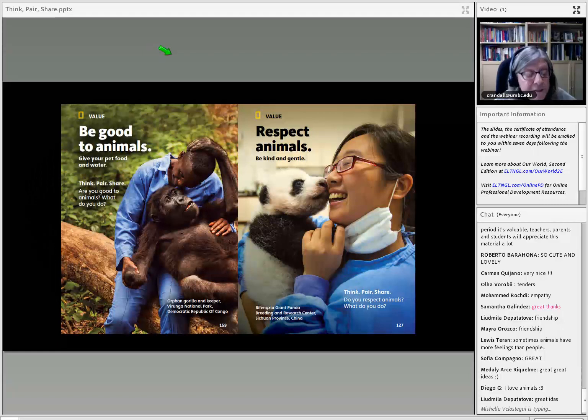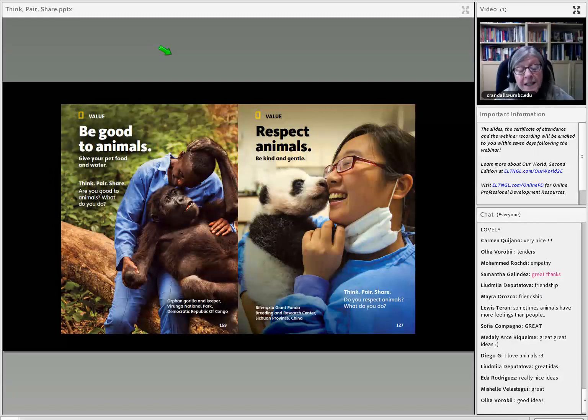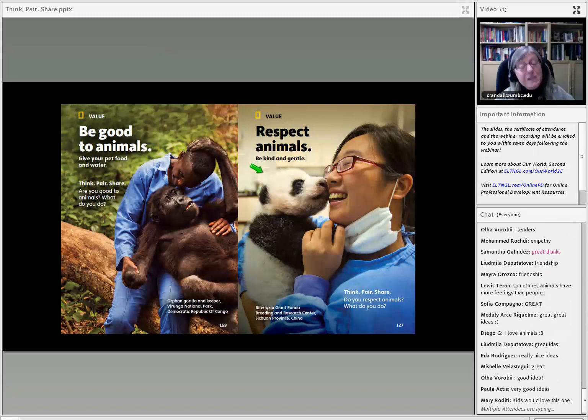And this is a quite different one. This one, by the way, is in a park, an orphaned gorilla in a park in the Republic of Congo. And this one is, as you can see, a baby panda. Is there anything cuter than that? In which it's respecting animals as well and being kind and gentle.